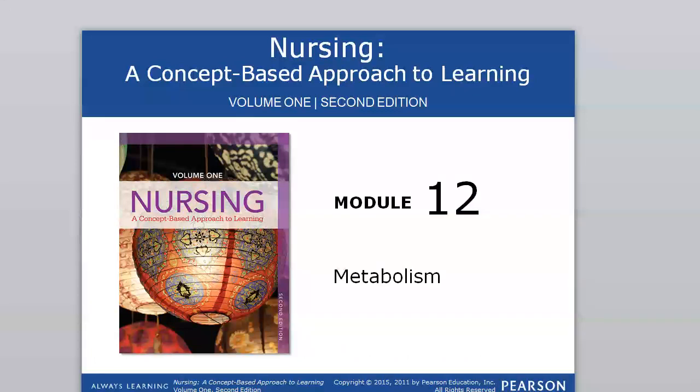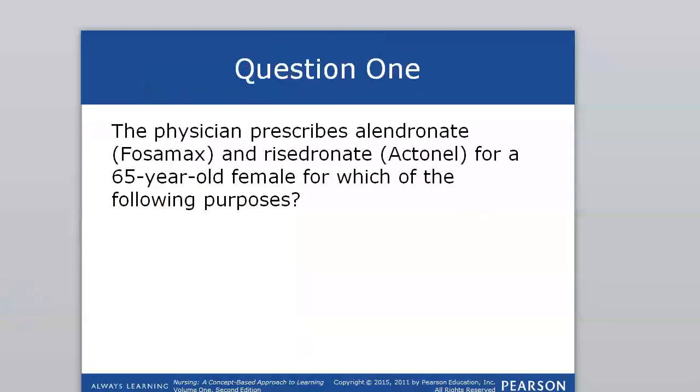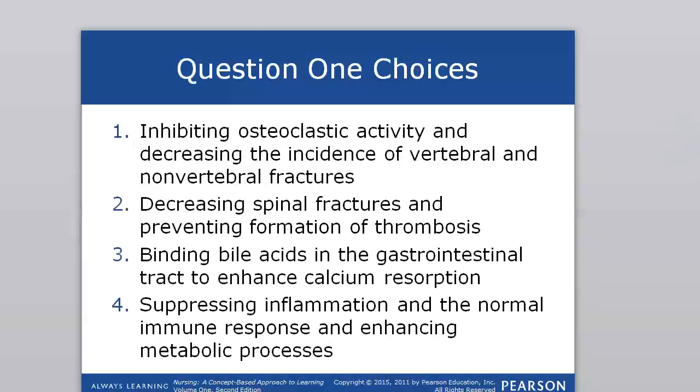So let's look at these review questions on osteoporosis. Question 1, the physician prescribes Fosamax and Actonel for a 65-year-old female for which of the following purposes? Number 1, to inhibit osteoclastic activity and decrease the incidence of vertebral and non-vertebral fractures. Number 2, decreasing spinal fractures and preventing formation of thrombosis. Number 3, binding bile acids in the GI tract to enhance calcium resorption. And 4, to suppress inflammation in the normal immune response and enhance metabolic processes.